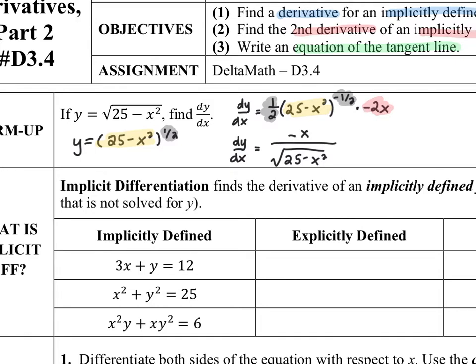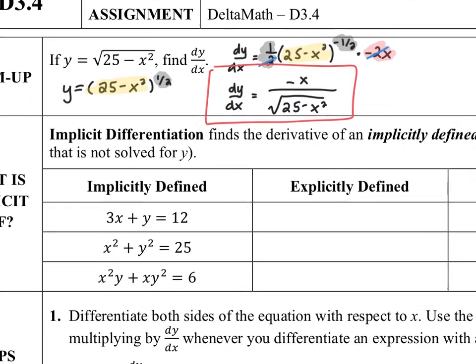And the rest of this is just simplifying. So I can see that the 2 and the negative 2 cross out. It just leaves a negative x in the numerator. And because of this negative exponent, I can take that whole piece and put it down in the denominator, and then I just put it back into square root form. So my final derivative is right here. And we will come back to that answer in a little bit.